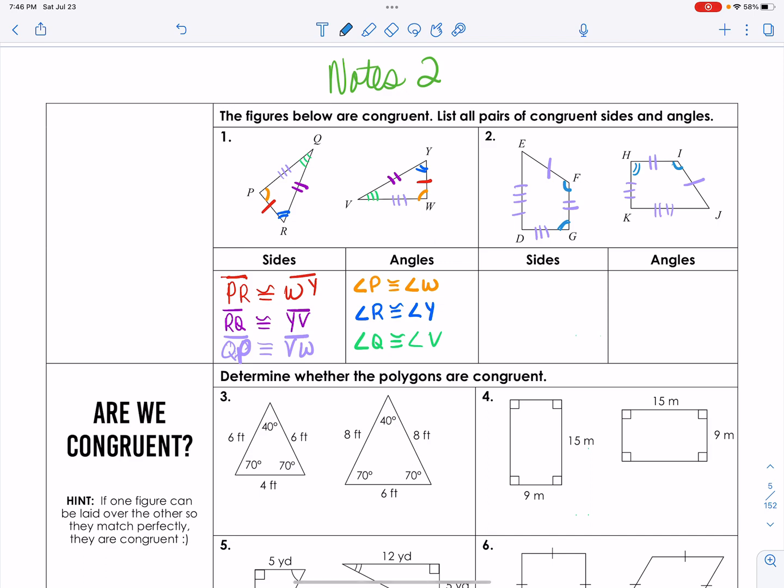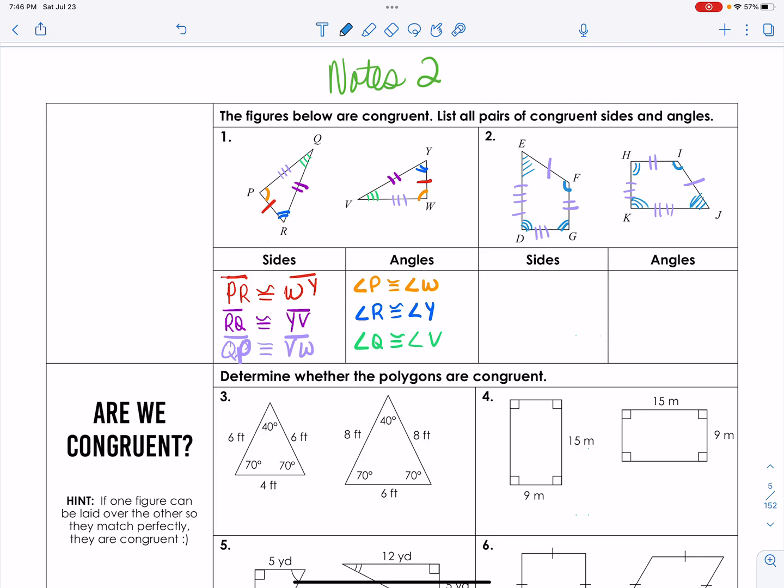Between, oh, that's kind of hard to see, isn't it? Okay, between 3 and 4, I'm going to put 3. And between 4 and 1, I'm going to put 1, 2, 3, 4. I would like you to pause the video and write congruent statements, please.